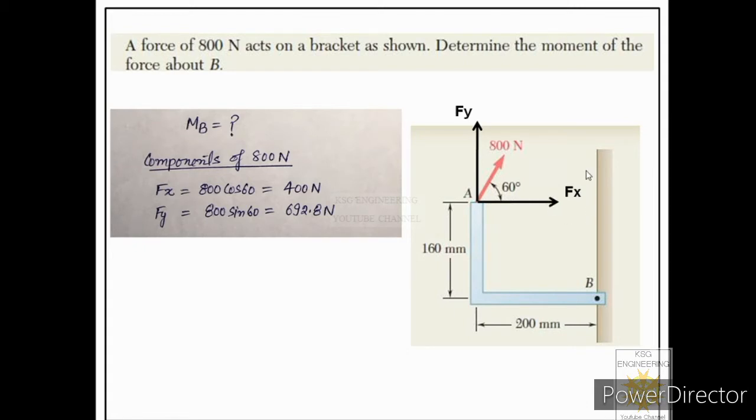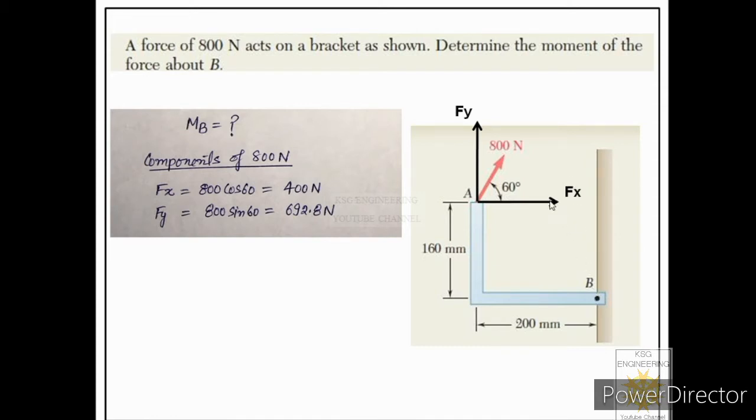In the previous lecture on moment of a force, we learned that whenever we have to define a moment, we have to define two things: what is the magnitude of the moment and what is the nature of the moment. In that lecture, we learned that clockwise moments should be taken as negative and anti-clockwise moments should be taken as positive. So now we'll see what type of moment this particular force will generate about point B.